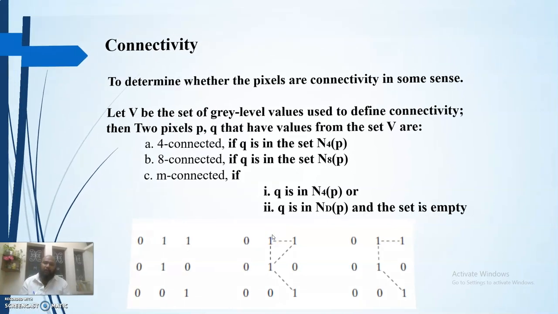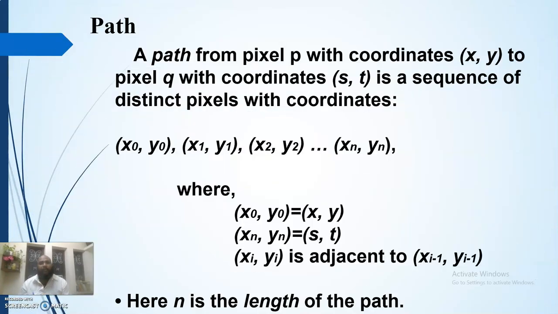Next we want to see about the path. The pixels are connected with some similarity, with some relationship. How they are connected, on what path they are connected, we use this term. This represents how the pixels are connected and what is the length of the path, how many pixels have been connected. These things will be represented by the path.